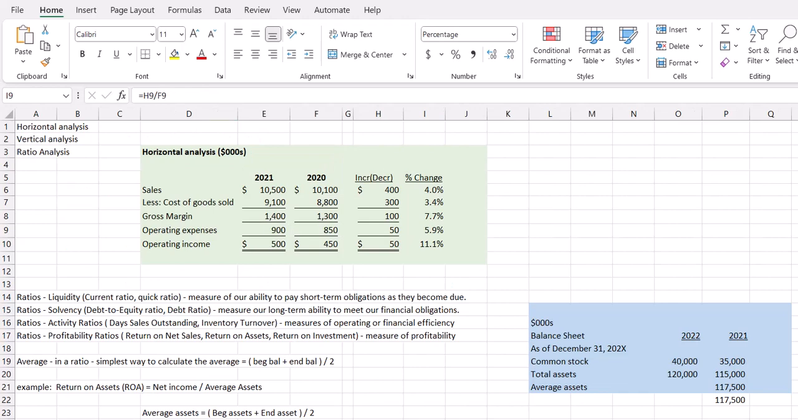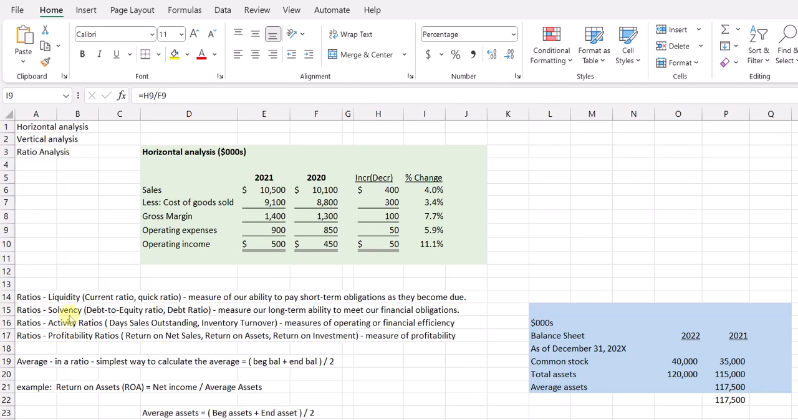Okay, so now let's talk about ratios. And I'm back on the original worksheet page we started on. There are 4 categories of ratios. You can see it right above my mouse here, okay? Liquidity ratios include the current ratio and the quick ratio. These are measures of our ability to pay short-term obligations as they become due.